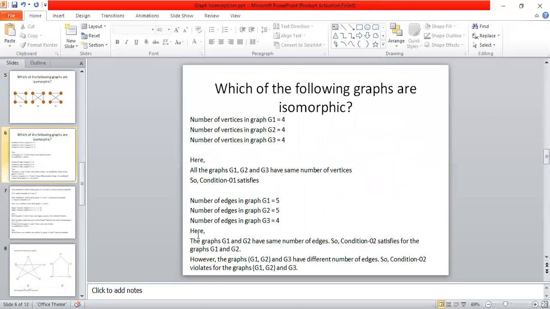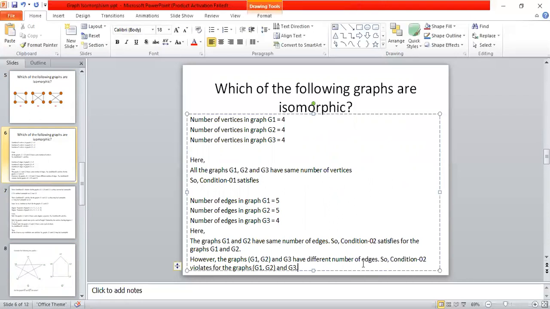That's what I have written here. Number of edges in graph 1, 5, graph 2, 5, graph 3 is 4. Here the graphs G1 and G2 have same number of edges, so condition 2 satisfies for graph G1 and G2. However, the graphs G1, G2 and G3 have different number of edges, so condition 2 violates for the graphs G1, G2 and G3.